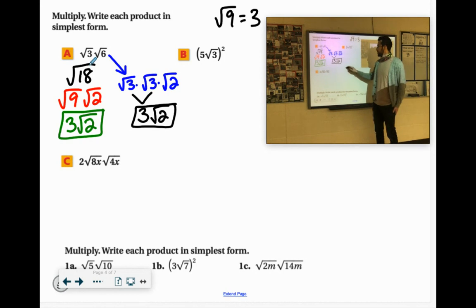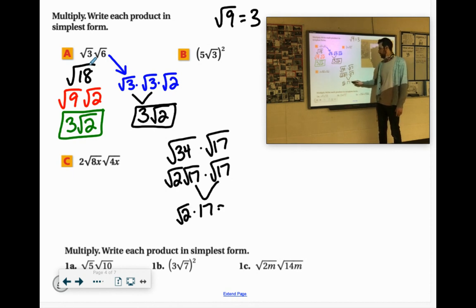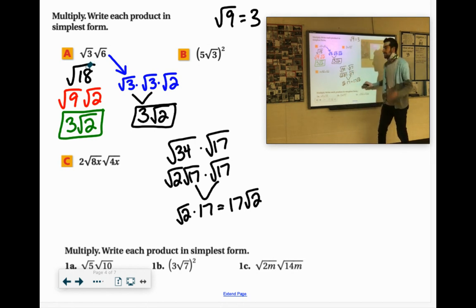Like if you had something like root 34 times root 17, you could certainly multiply those together and break it down. Or if you see like, hey, 17 goes into both of those, you could say this is 2 times 17. And then you could say, well, root 17 times root 17 is 17, times root 2 would just be 17 root 2. So to me, that's a nice little trick to know. But you don't need to know it.